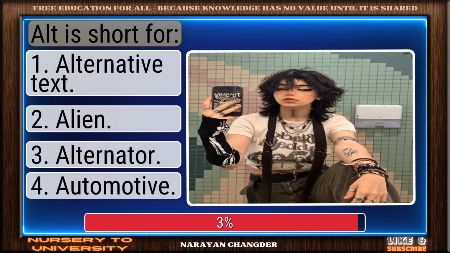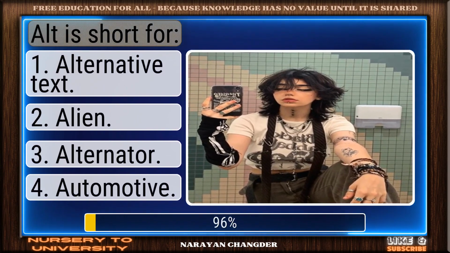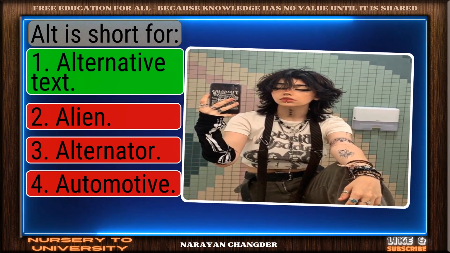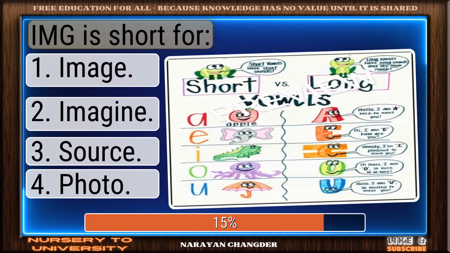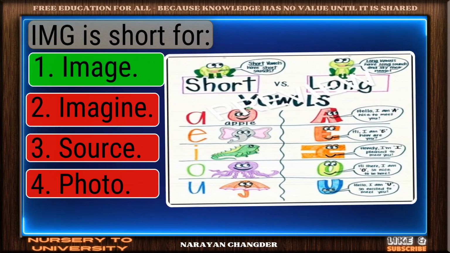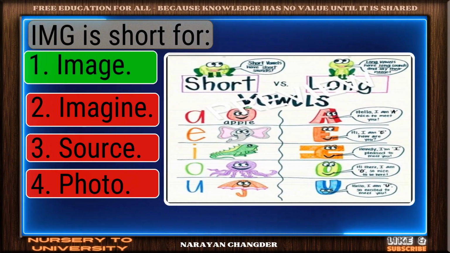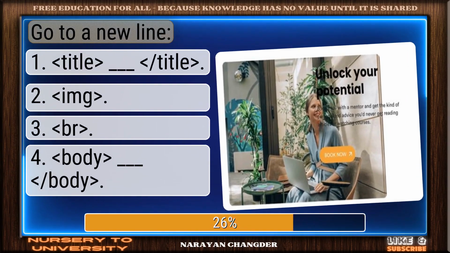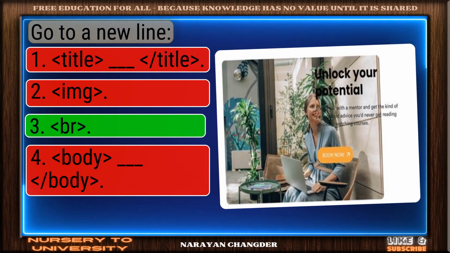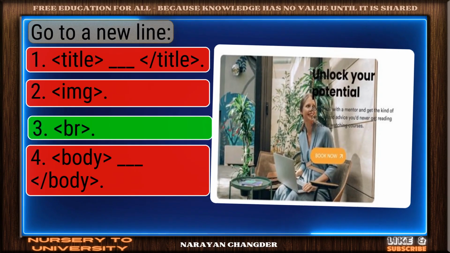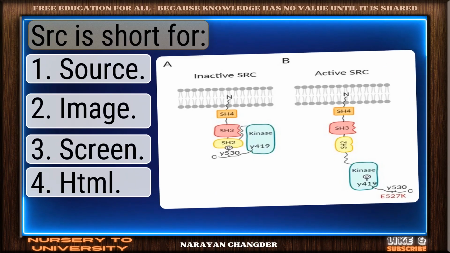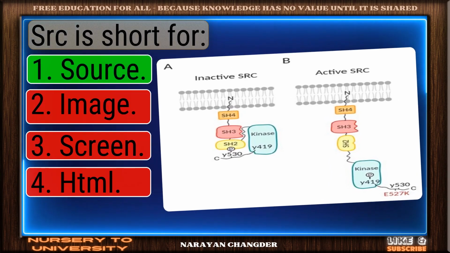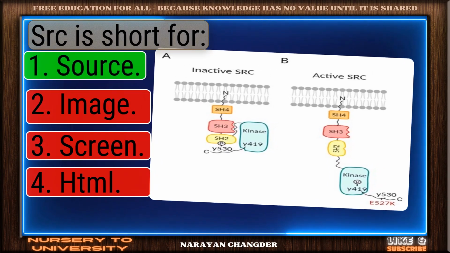Alt is short for. Correct response. Alternative text is the most accurate answer. IMG is short for. Clear logic. Your choice image is sound and 100% true. Go to a new line. Great thinking. BR is the right choice. SRC is short for. Good job. Your answer source works well here.